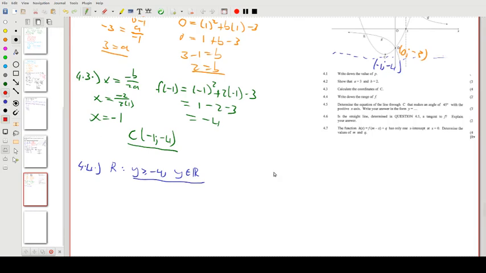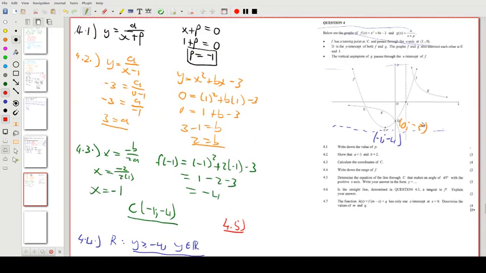Next, let's look at question 4.5. So 4.5. What does that say? Determine the equation of the line that goes through C and makes a 45-degree angle with a positive x-axis. And we have to give our answer in the form y equals. So let's just see on the graph, what would that look like, sort of. So it has to go through point C, and it has to make a 45-degree angle with a positive x-axis.